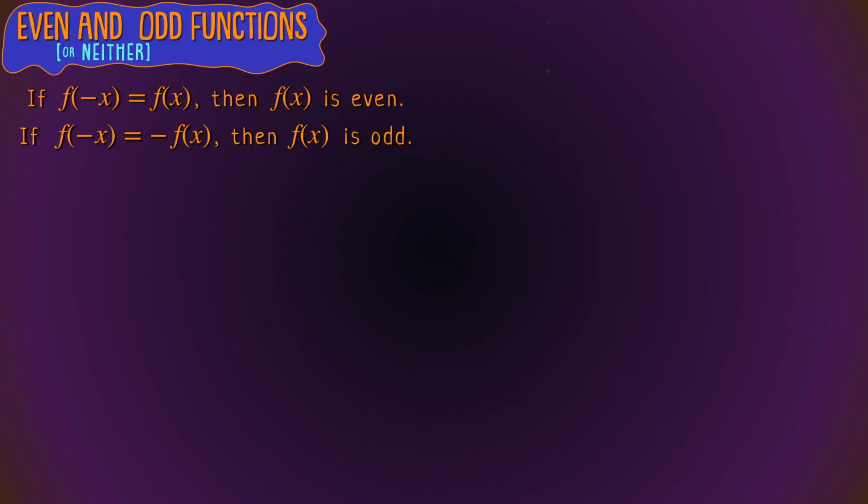All right, even and odd functions. So we have a really simple test for determining if functions are even or odd, or neither. If f of negative x is equal to f of x, then f is even. If f of negative x is equal to negative f of x, then f is odd.